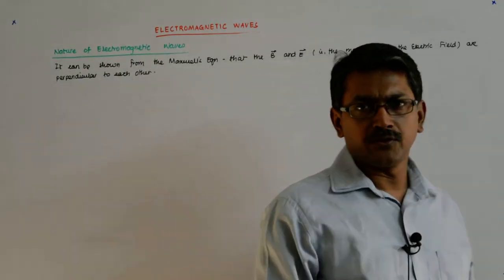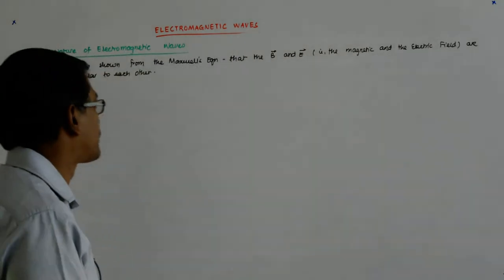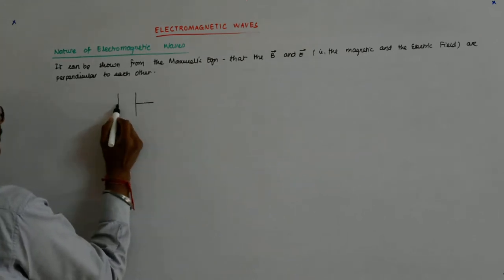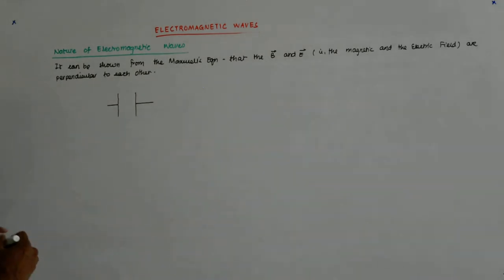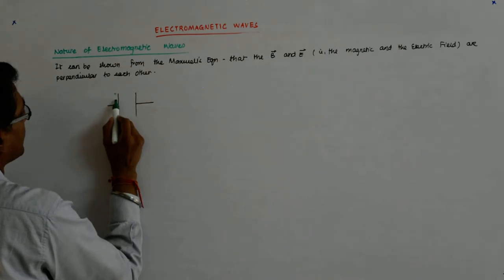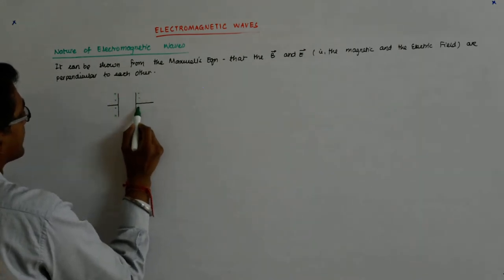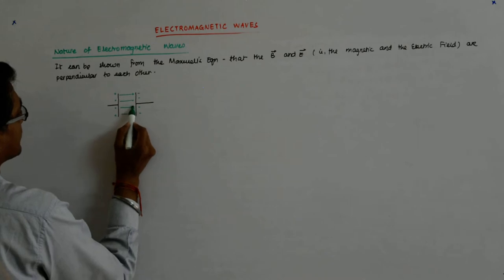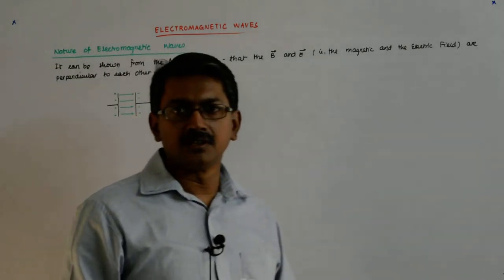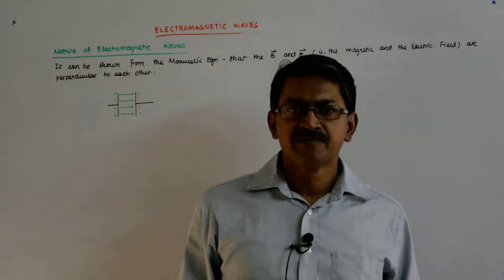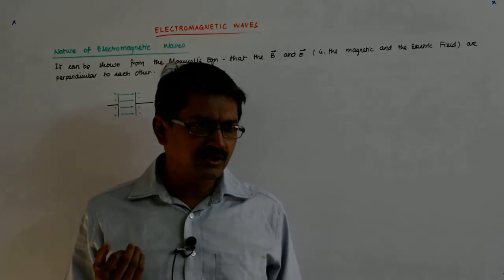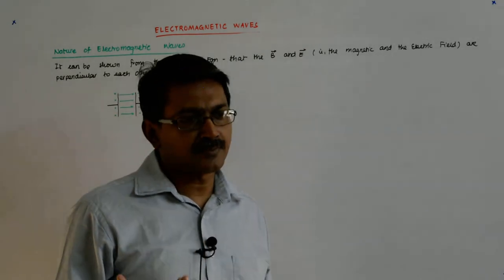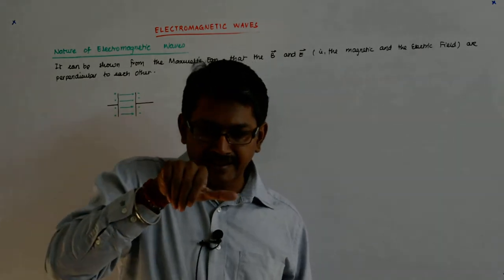Okay? Now, if you're not so convinced, then let me illustrate by the parallel plate capacitor example. In this parallel plate, what is the direction of the electric field? If this is positively charged and this is negatively charged, then the direction of the electric field is something like this. And what is the direction of the magnetic field? We know that if this field is changing, it produces a changing flux, and a changing flux produces a displacement current, and that current is directed like that.